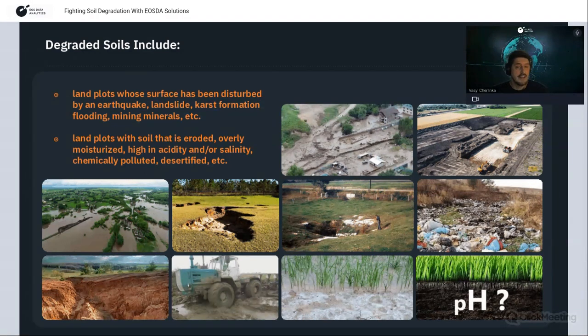So, which lands or soil can be considered degraded? I would classify degradation into two broad categories. To the first category, we can add disruptions caused by natural and industrial anthropogenic processes. The second large group is primarily agro-degradations, which are caused by poor agriculture management.